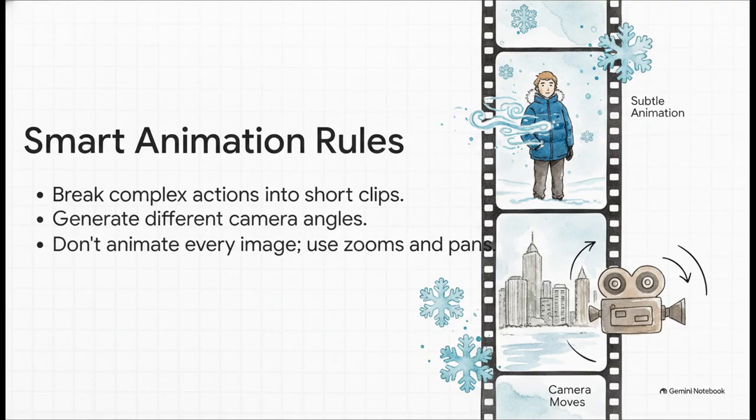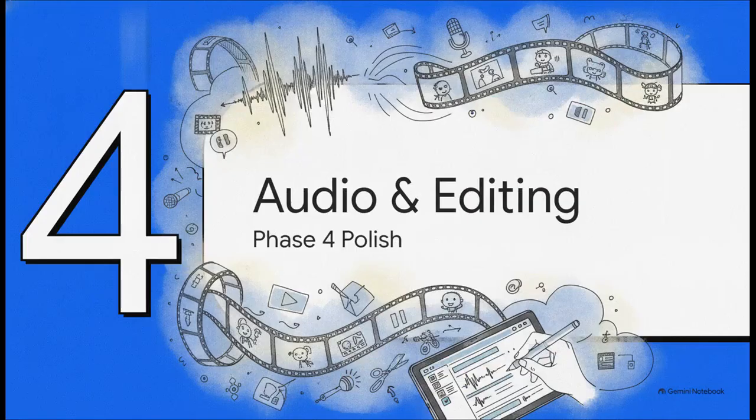Generate different camera angles to keep things visually interesting. And here's the best part. You don't even need to animate every single image. You can save a massive amount of time by just using basic software zooms or pans on static images later on in editing. Which brings us right to phase 4, audio, editing, and polish.